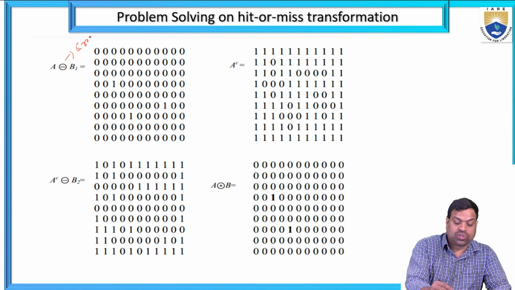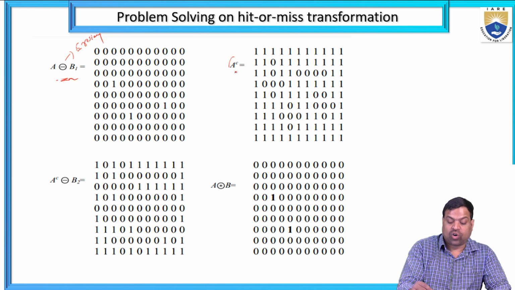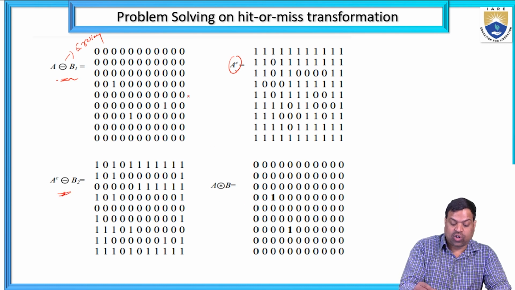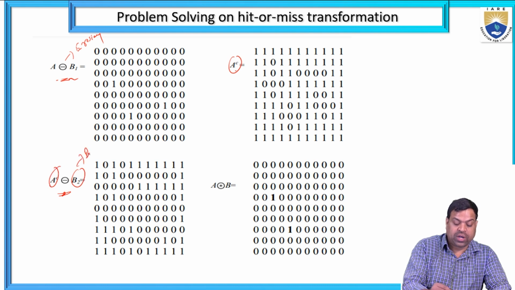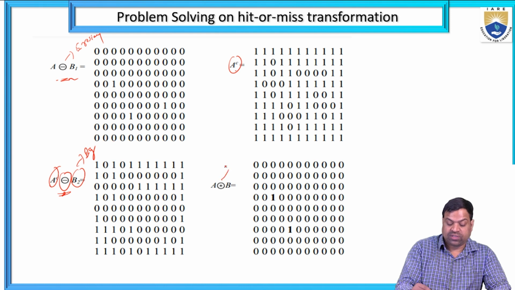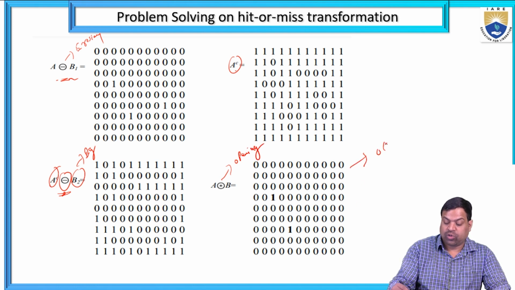Okay, so what is this one? It is an erosion process. A eroded by B1, A complement eroded by B2. After the complement, A complemented with B2 is nothing but the background. Okay, it is an erosion and it is a dilation. It is the opening. Okay, opened output.